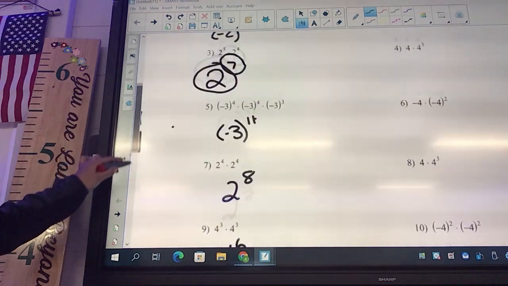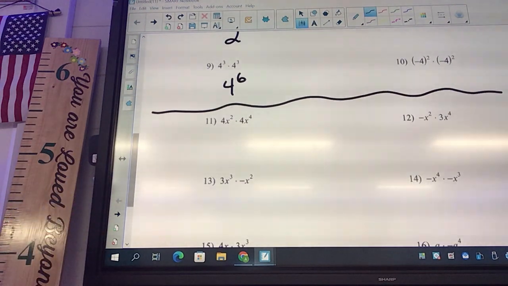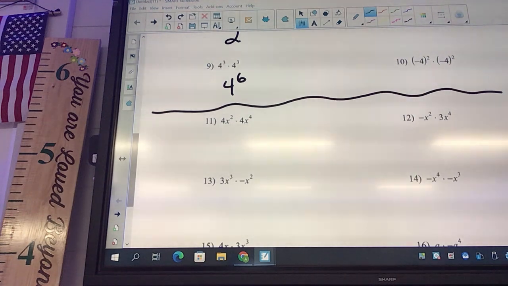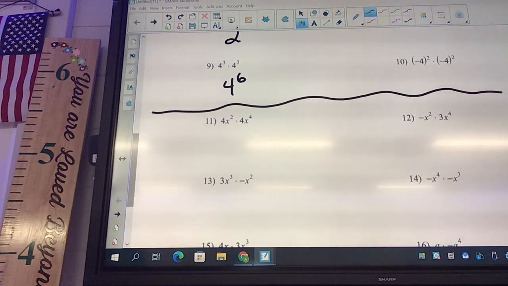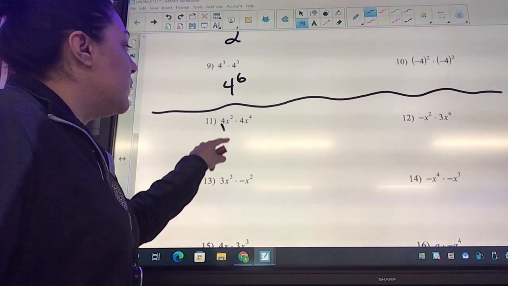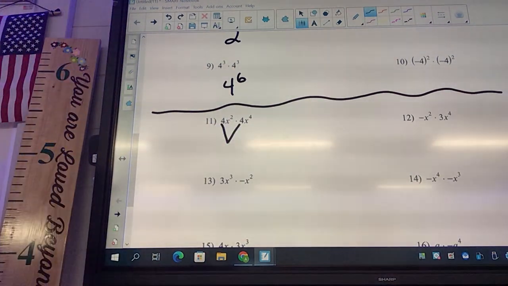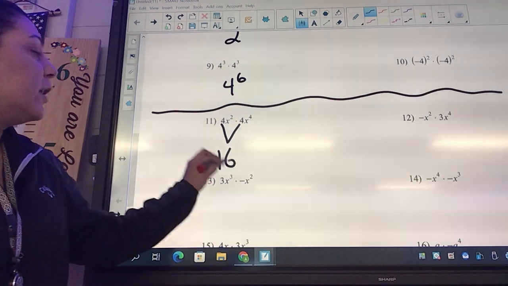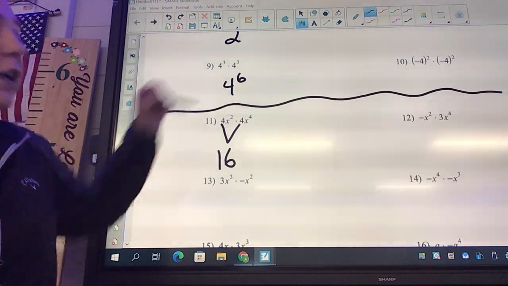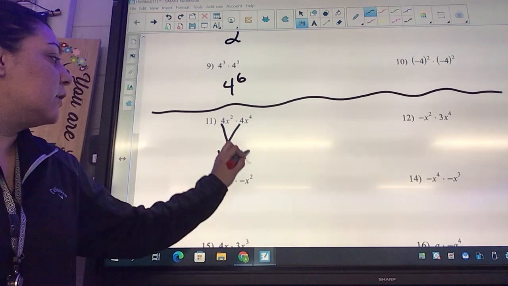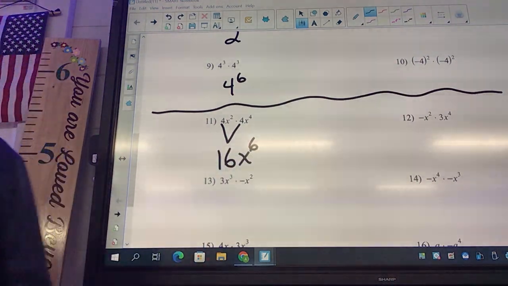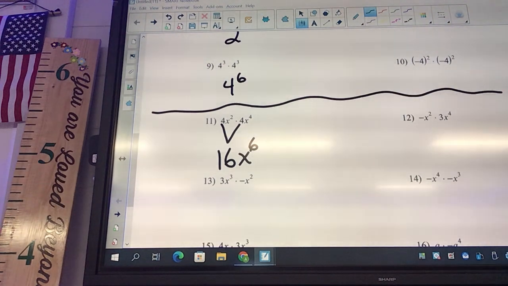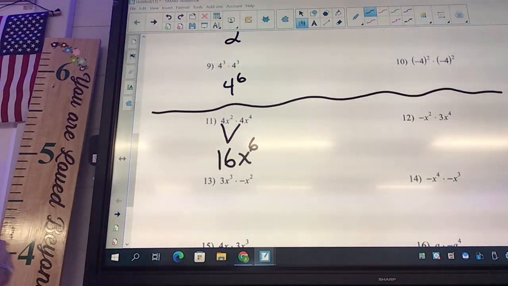So if we look at 11, we have 2 bases. What are they? Okay, not 4x, just 4 and 4. So we're going to multiply the bigs, essentially, the big numbers, the bases. And what are you going to get? 16. And now we're going to add the exponents. So we got a 4 and a 2. 6. So it's going to be 16x to the 6th. I always tell everybody, multiply the bigs, add the littles.